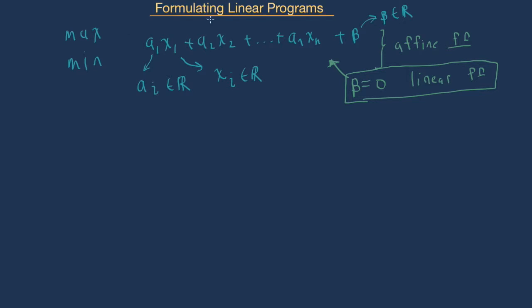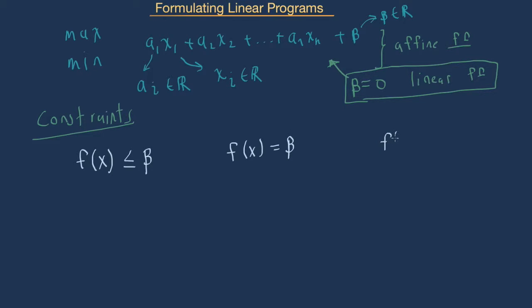Again, a linear program is a maximization or a minimization of an affine function with constraints. We have a set of constraints that these variables must follow. The constraints are of this form: a linear function that's less than or equal to some constant beta, or a linear function that's equal to some constant beta, or a linear function that's greater than or equal to some beta.